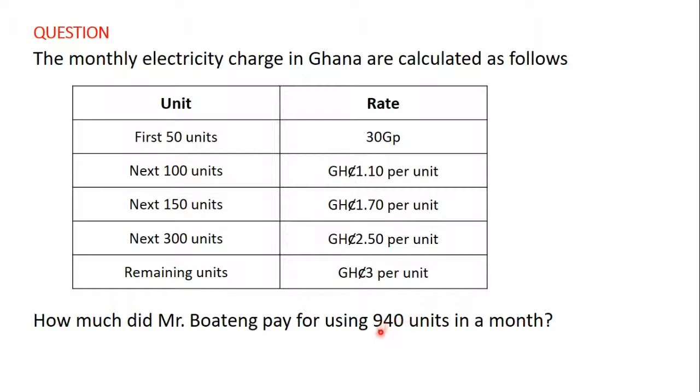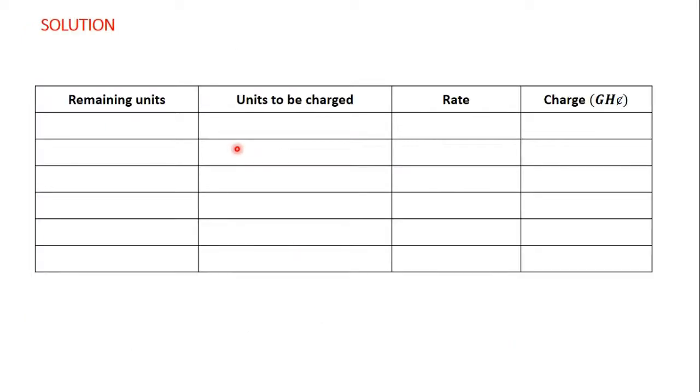So we will divide this number of units, that is 940 units, into these groups. Then we use the corresponding rates to calculate the charge. We will present our answer in a table as usual. So we have our 4-column table, with the first column being the remaining units, the second column as the units to be charged, the third column is the rate, and the fourth column is the charge in Ghana cedis.